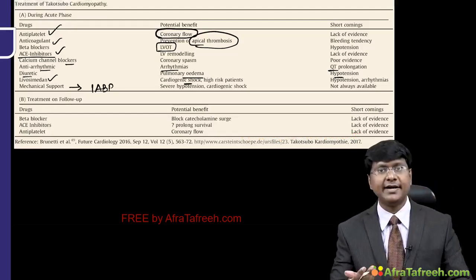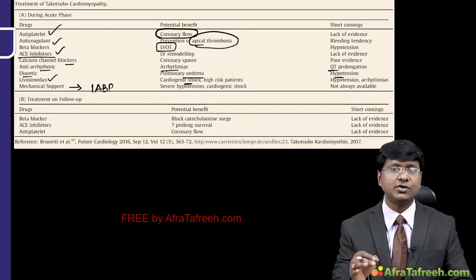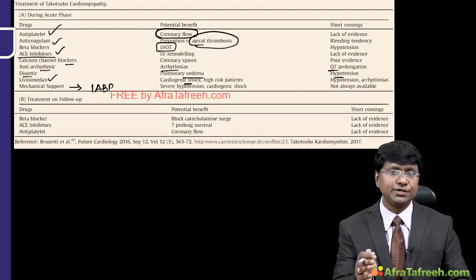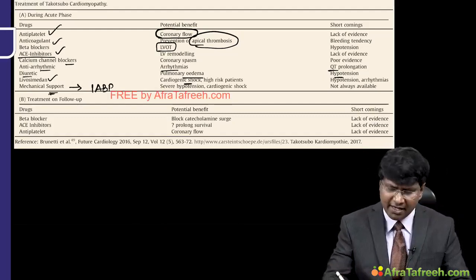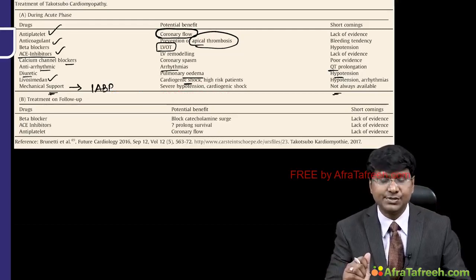Right, so what this intra-aortic balloon pump does is it will increase the diastolic pressure within the aorta, and thereby it increases the coronary perfusion during diastole. Okay, so that is about the mechanical support. But the problem is it is not always available in all the centers, right?